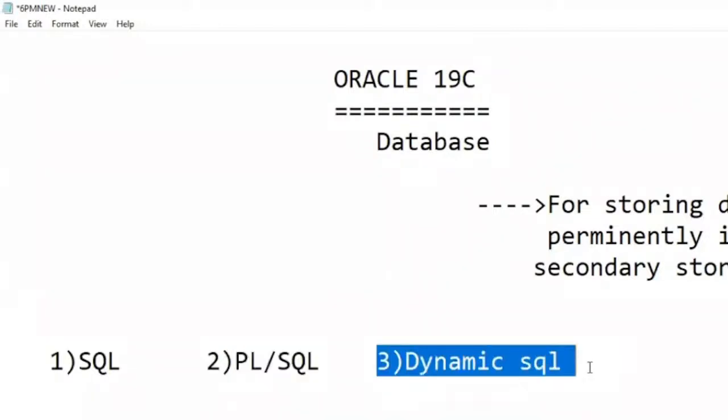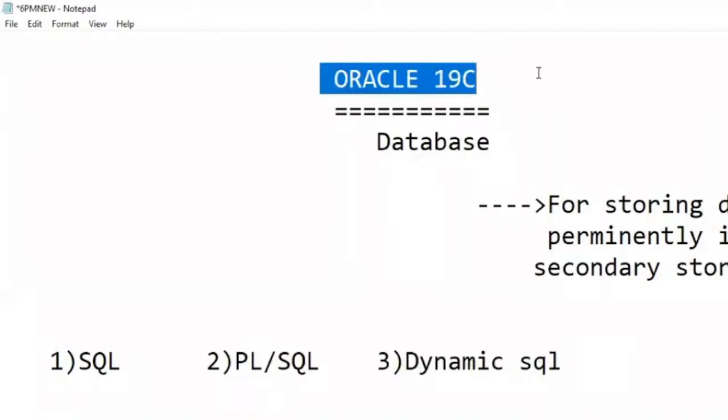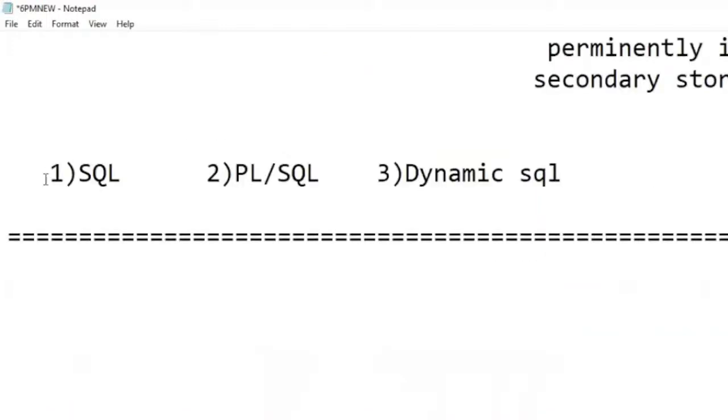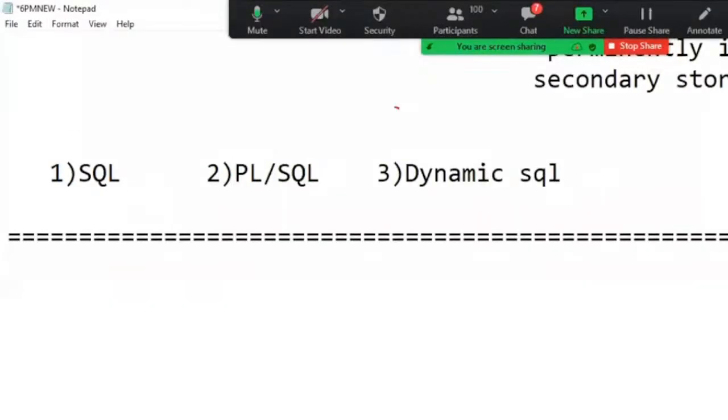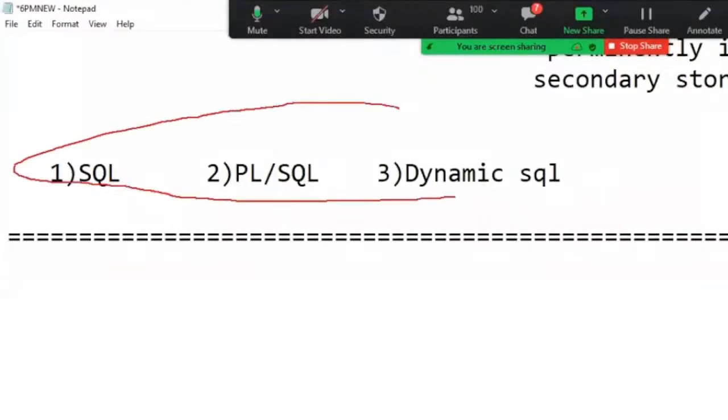Another one is dynamic SQL. Anybody learning an Oracle course anywhere in the world, not just from me, in that course they are told about these three languages. What is SQL language? What is PL/SQL language? What is dynamic SQL? Big concepts only.